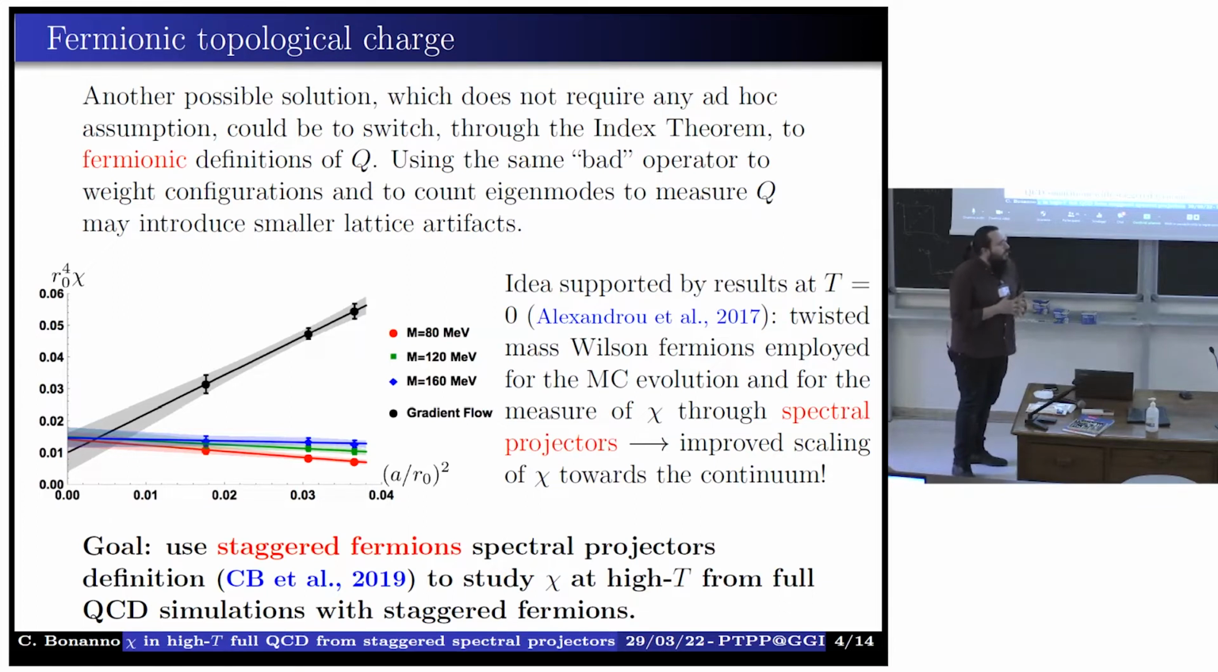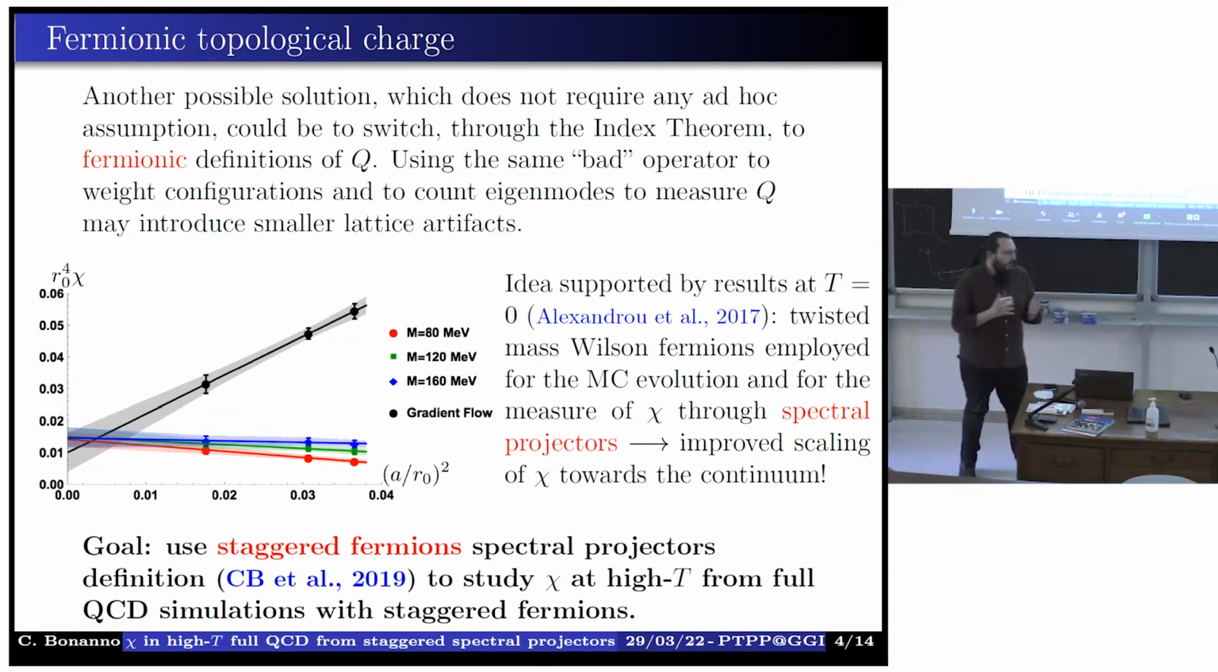And this idea is actually supported by the results that have been obtained at zero temperature in this work here, using Wilson fermions of different masses. If we compare the computation of chi using this approach of spectral projectors, which I'm going to discuss in the next slides, to the standard computation using the gluonic definition and the gradient flow, we observe much smaller cutoff effects for chi.